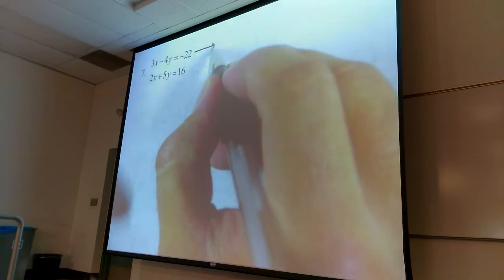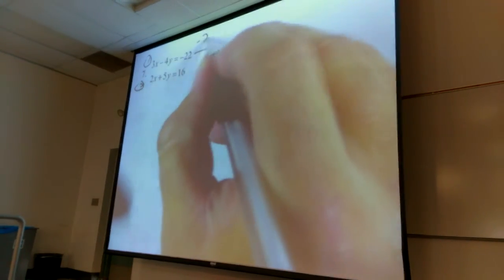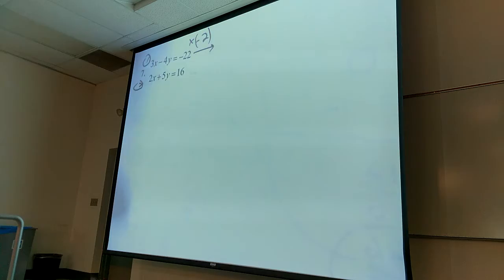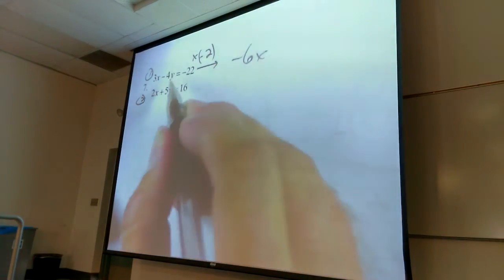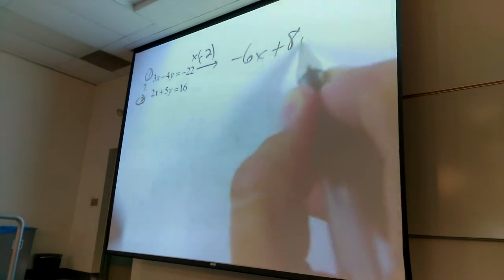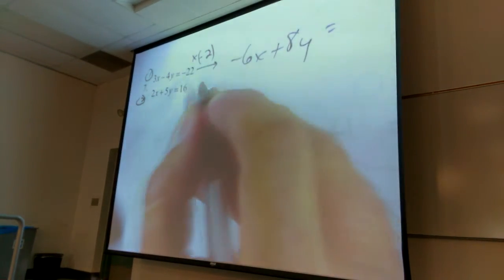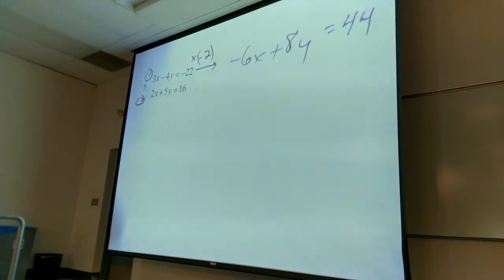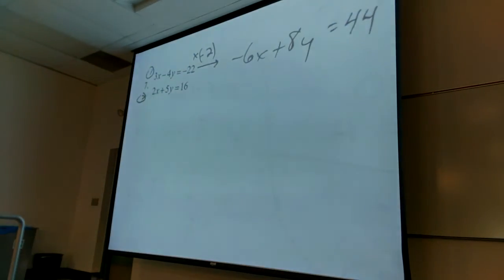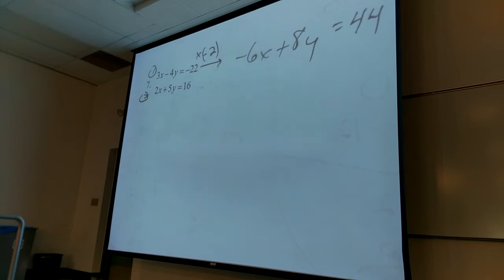There's many ways I could do this problem. I could multiply this one by negative 2. And what do I get when I multiply that one by negative 2? I get negative 6x plus 8y equals positive 44. Let me just stop right there. I just multiplied both sides of that equation by negative 2. Completely legal.